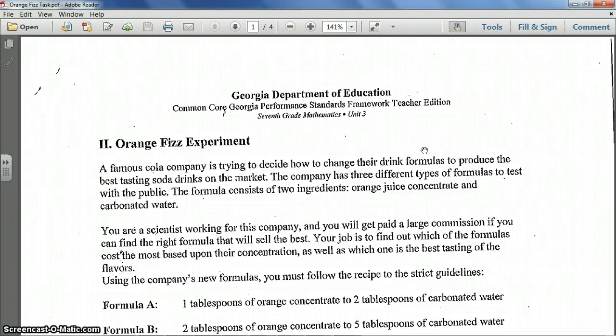So this is one of the Georgia tasks. It's called the Orange Fizz experiment. It's using ratios in sort of a real-world situation. As such, it has a lot of critical thinking. It's going to be difficult to think through these processes.